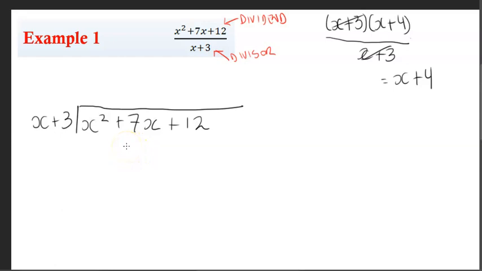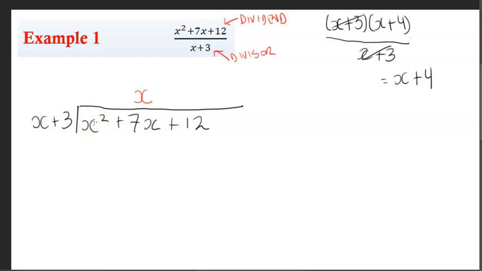x times what gives me x squared? Yeah, x times x. So how many x's go into x squared is just an x. With that solution, we put that on the top. So we're finding out how many of these leading terms within the divisor go into the first leading term of the dividend. Okay, now that's our first part.